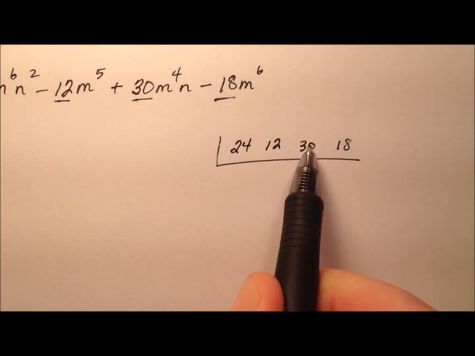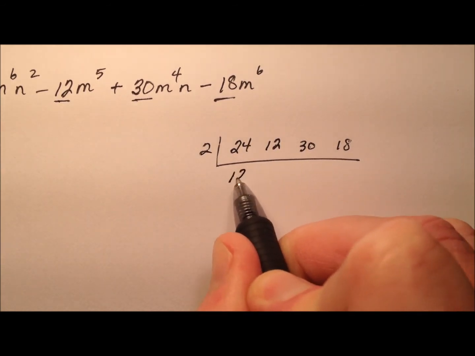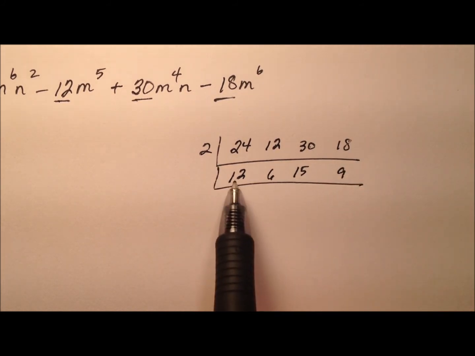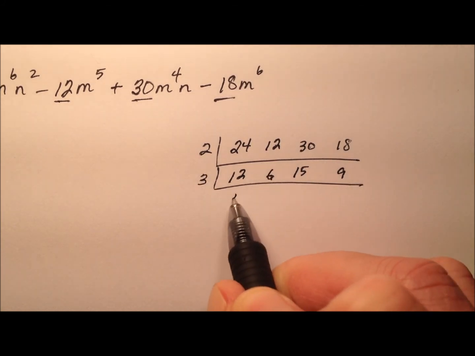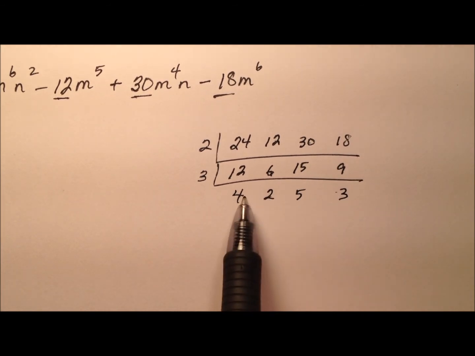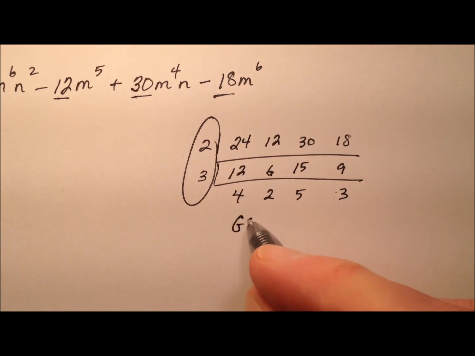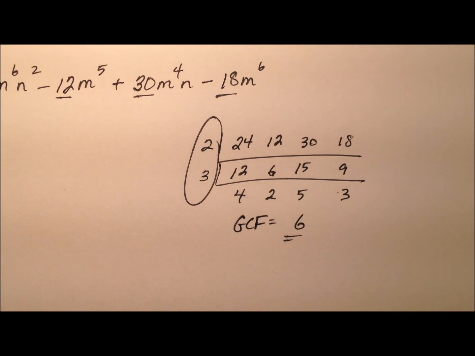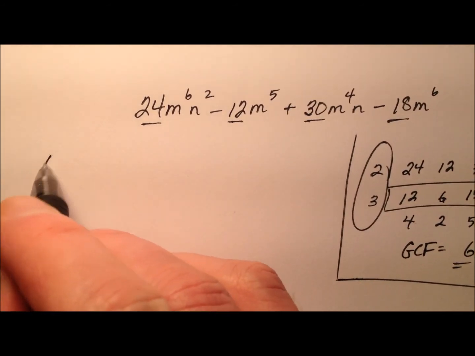So what's a factor that will come out of all those? Well, they all look even, so let's divide a 2 out. So I'm left with 12, 6, 15, and 9. So are there any factors that are common to all of these? Well, it looks like 3 will come out. So 4, 2, 5, and 3. But 2, 3, 4, 5, definitely no more common factors there. So our greatest common factor numerically is going to be 6. Okay? So let's go ahead and write that 6 out here.